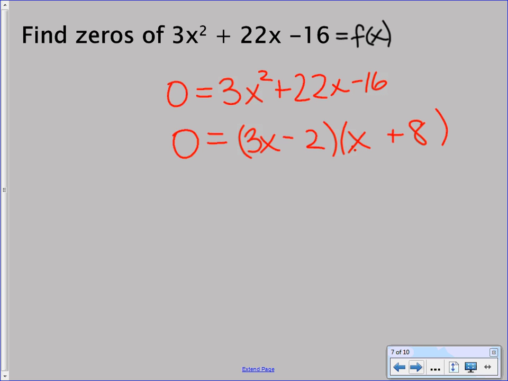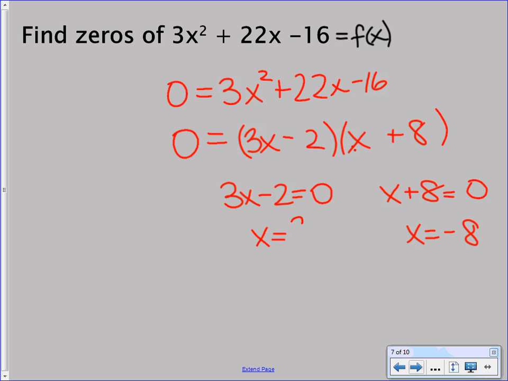Okay. Remember the zero product property. If we have a product, a multiplication, that equals 0, one of them has to be 0. So either 3x minus 2 is 0 or x plus 8 is 0. So this means x is negative 8 and this means x is 2/3.